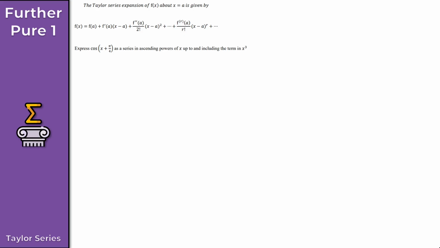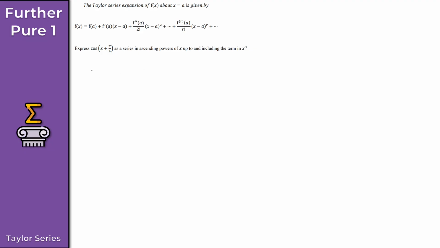So let's have a go now at the very last question here, question 2. So for question 2, then it asks us to express cos of x plus pi over 4 as a series in ascending powers of x up to and including the term in x cubed. And as we can see here then, again, we are given the Taylor series expansion of f of x about x equals a, as we can see here, okay?